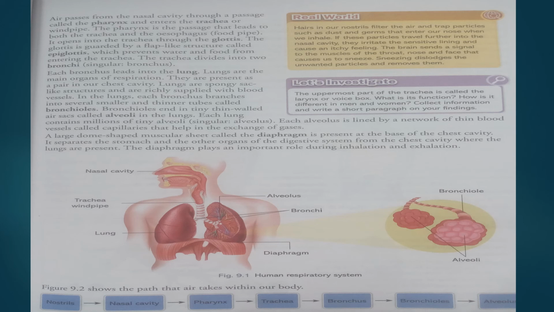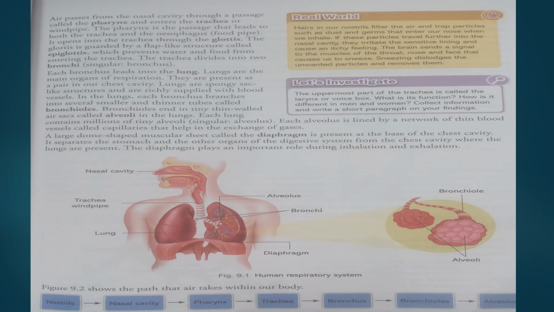So when this bronchus enters the lungs, inside these lungs this bronchus is again divided into a very small network of small tubes, and they are called bronchioles. Bronchioles end in tiny thin-walled air sacs called alveoli. In this diagram it is not visible, but at the end of each bronchiole there is a bag-like structure which traps the air, that is called alveoli.